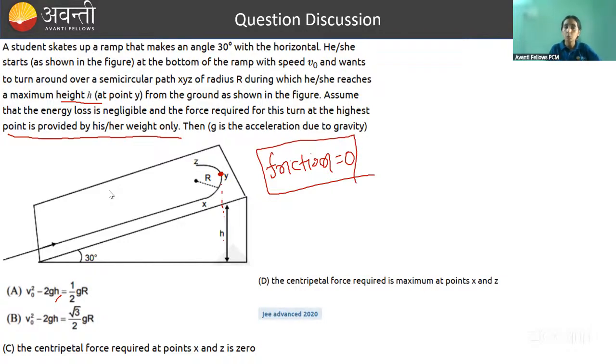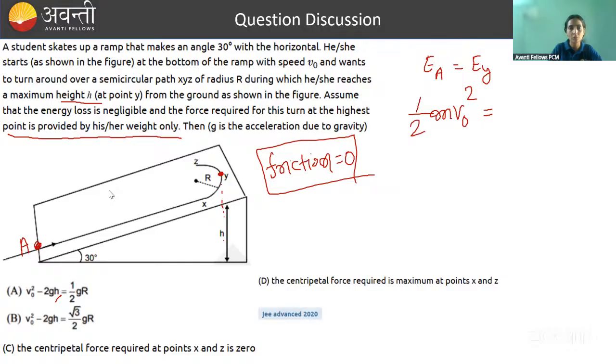Now do the conservation of energy at the bottom, at the point A and at the point Y. So energy at A will be equal to energy at Y. What is energy at A? At A, it is simply starting with a speed V naught, so its energy will be half m V naught square. Done. What is its energy at Y?